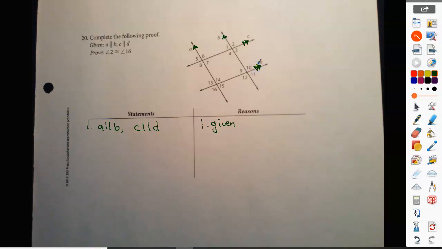And I want to prove that 2 is congruent to 16. I'm going to go ahead and mark that. This is what I'm trying to get to. It helps me visualize. All right. So that's what I'm given, and this is my goal. So what connections can you make? How can you link angle 2 to angle 16 if we know that these two sets of lines are parallel? How can you link them?